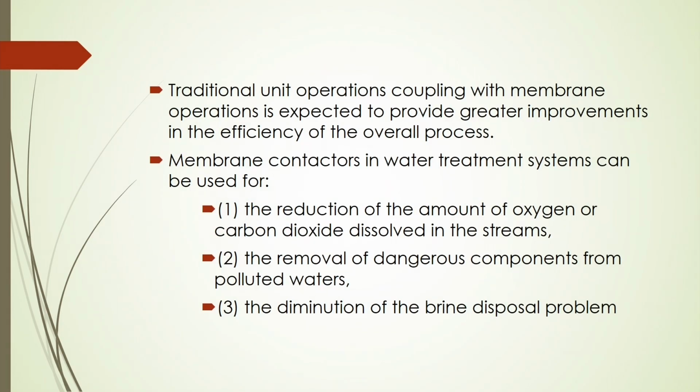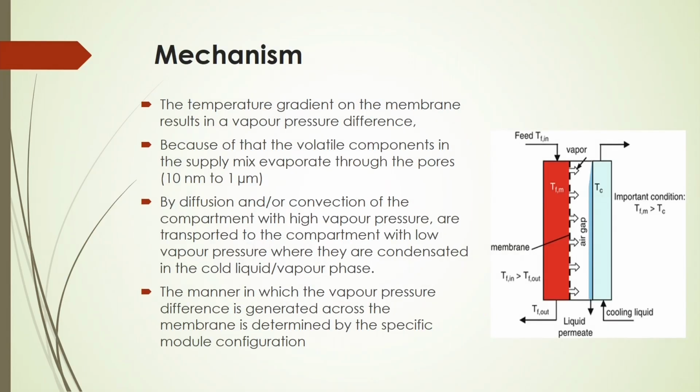Also, traditional unit operations coupled with membrane operations generally provide greater improvements in the efficiency of the overall process, and membrane contactors in water treatment systems can be used for reduction of the amount of oxygen or carbon dioxide dissolved in the systems, and also removal of harmful components from polluted waters, and also the diminution of the brine disposal problem can be solved by these membrane contactors coupled with the traditional unit operations. Now, how does it actually work?